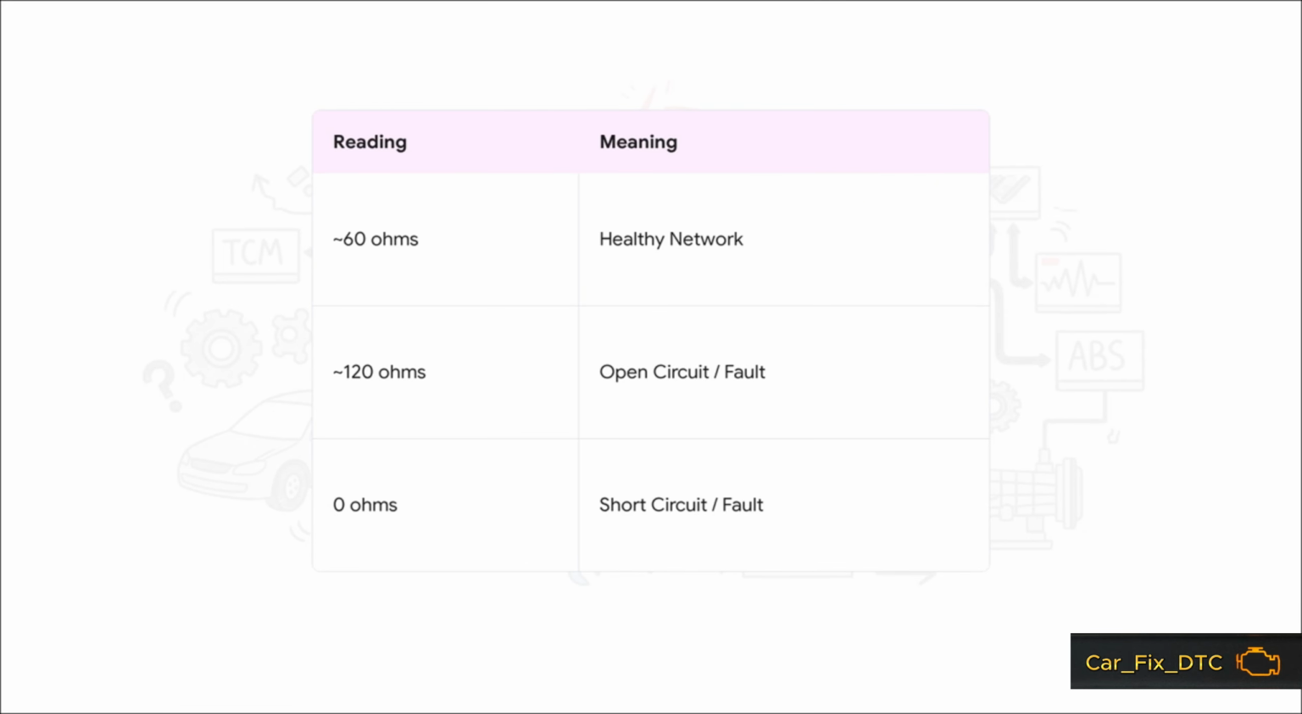With the battery safely disconnected, a mechanic can use a multimeter to check the electrical resistance of the network. You can think of it like checking the water pressure in a pipe. A healthy network should read right around 60 ohms. A reading of 120 ohms points to a break somewhere in the circuit, while 0 ohms means there's a short. It's a super fast test that tells them exactly what kind of problem they're hunting for.